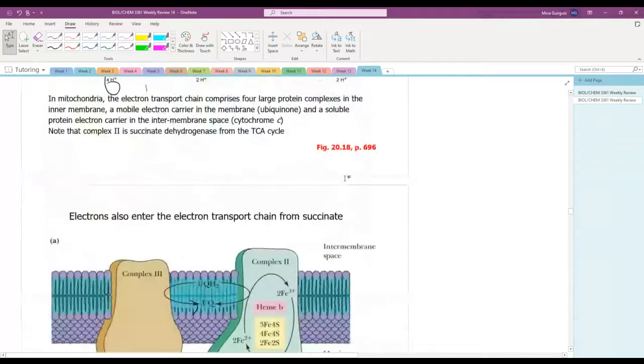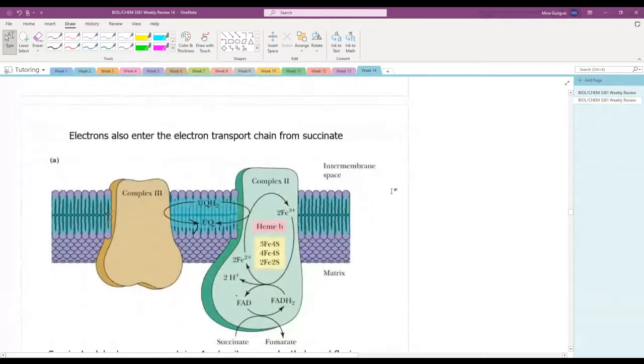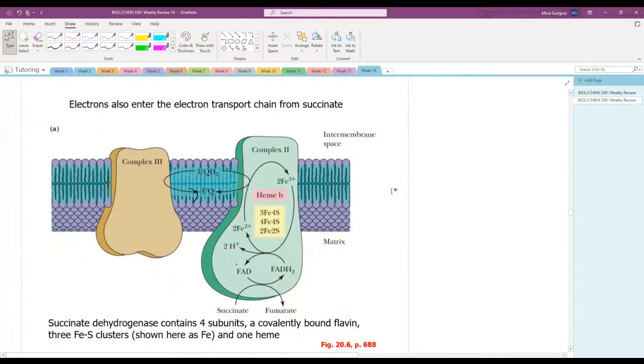The other complexes we'll talk about in a little bit, but I just want to mention that very briefly. Okay, so now complex 2, succinate dehydrogenase, serves a very similar purpose. And more specifically, it kind of serves 2 purposes. Purpose 1 is the actual dehydrogenation of succinate to fumarate, right?